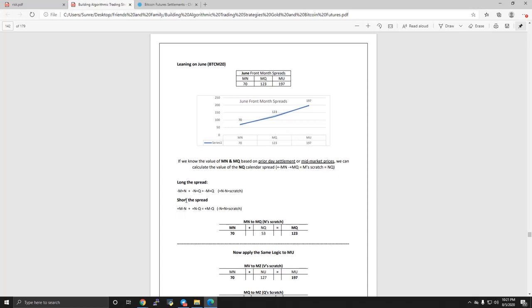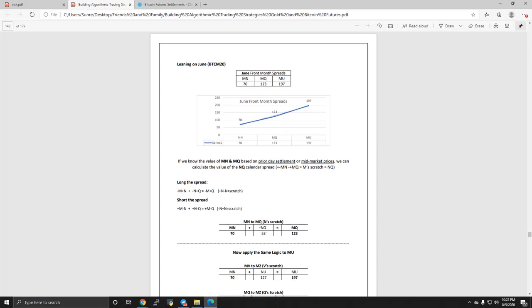Same is true for short the spread. If we're short the MN, we are plus M minus N, and if we are short the NQ, we are plus N minus Q, and the July month scratches here, and we're left short the MQ spread, which is plus M minus Q. That's short the June August Bitcoin listed calendar spread by being long June and short August.